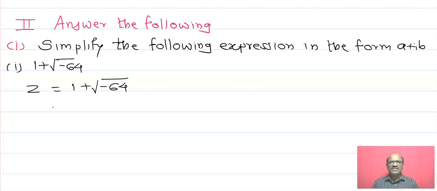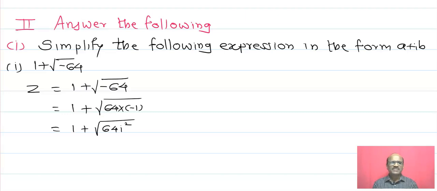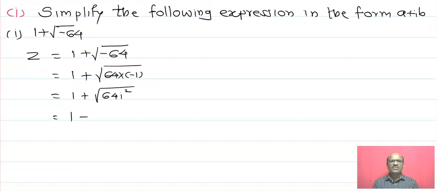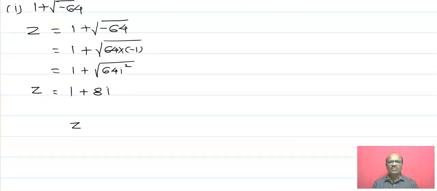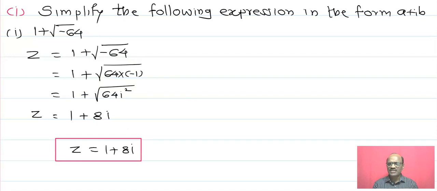Number 2. Answer the following questions. Simplify the following expression in the form a plus ib. That is 1 plus root of minus 64, written as z is equal to 1 plus root of 64 into minus 1. That is 1 plus root of 64 i square, and taking the square root, you will get z is equal to 1 plus 8i.